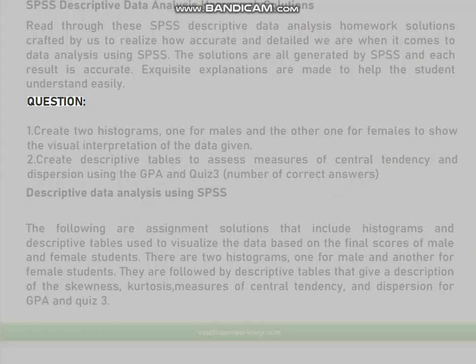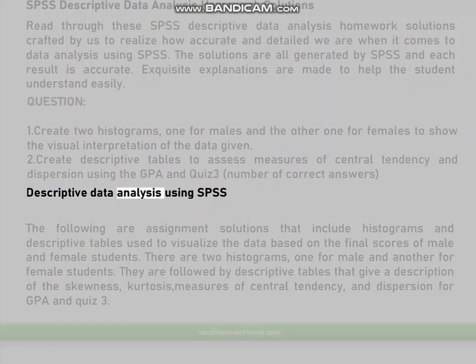Question. 1. Create 2 histograms, one for males and the other one for females, to show the visual interpretation of the data given. 2. Create descriptive tables to assess measures of central tendency and dispersion using the GPA and Quiz 3, number of correct answers.